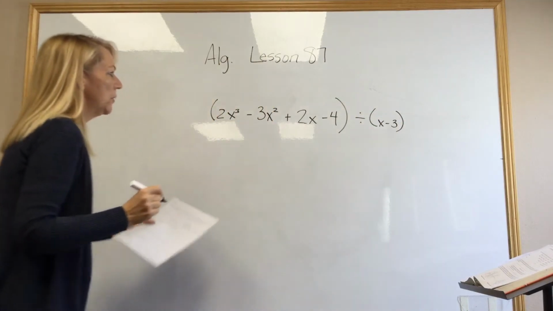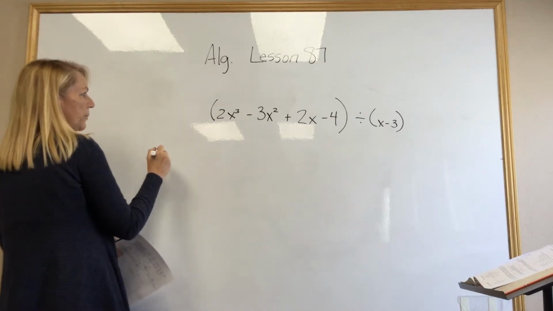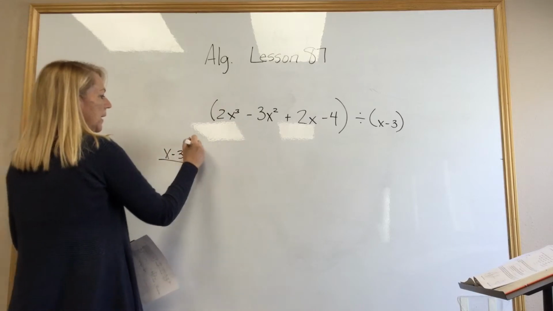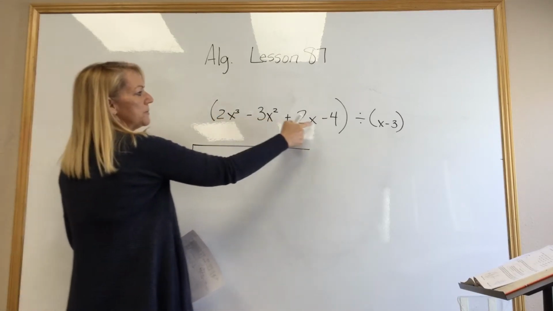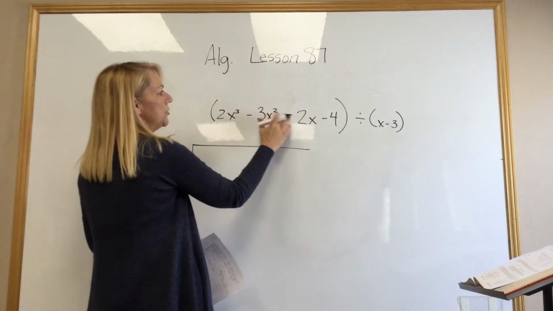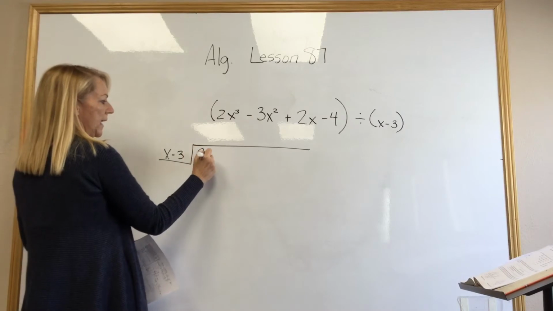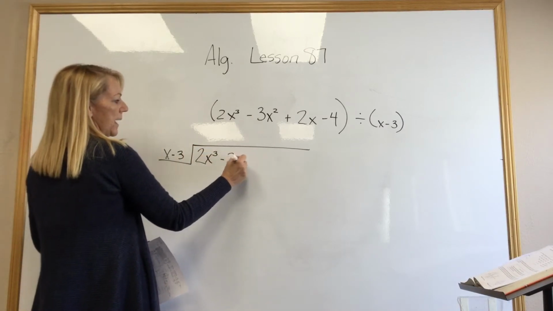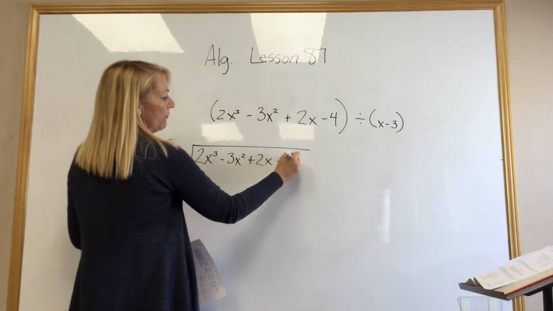All right. So I'm going to rewrite this the correct way, and I'm going to put it in a division box. So I'm going to have x minus 3 out in front. That's the divisor. And they do their box like this. And so you have to rearrange them sometimes to get them in order: 3, 2, 1, nothing. So we have to have them in that order. So they already had it in that order, which is nice. 2x to the third minus 3x squared plus 2x minus 4.